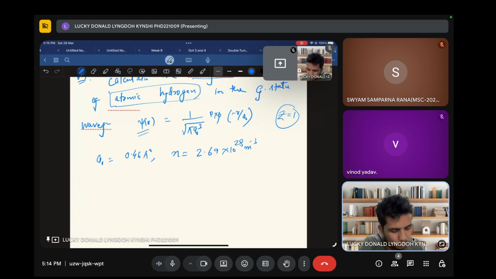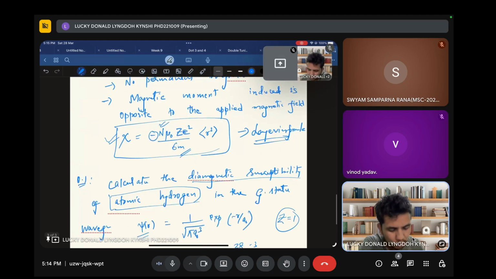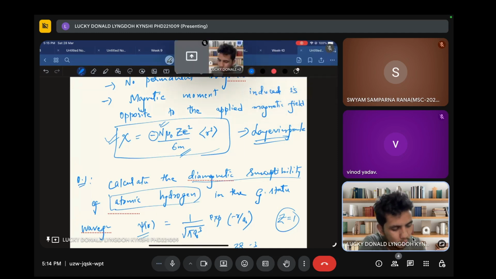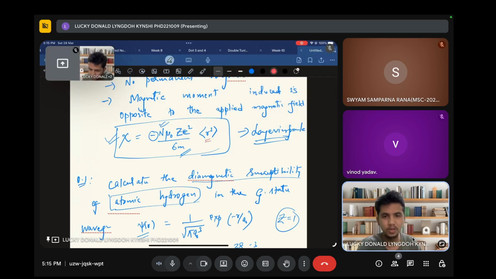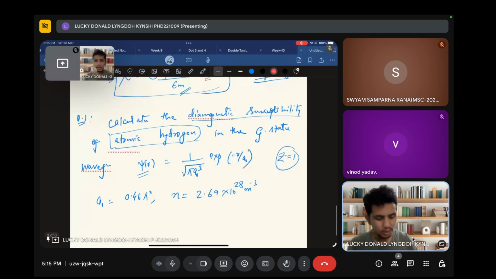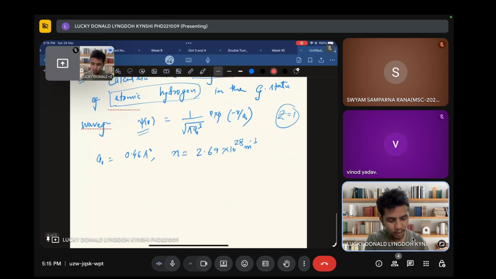That means if you look at the above formula, n you know, Z you know, mu naught you know, e square you know, 6 you know, m you know, and you have to find out r square. That is the only quantity here which you don't know at the moment.